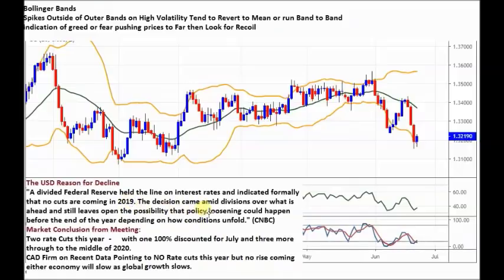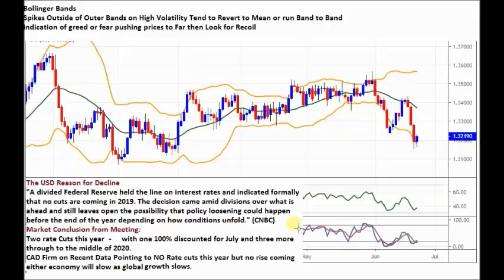But the decision came amid divisions over what is ahead and still leaves open the possibility that policy loosening could happen before the end of the year, depending on how market conditions unfold. That's from CNBC. So they held rates. They didn't indicate any rate cuts were coming, but they did say they were cautious.